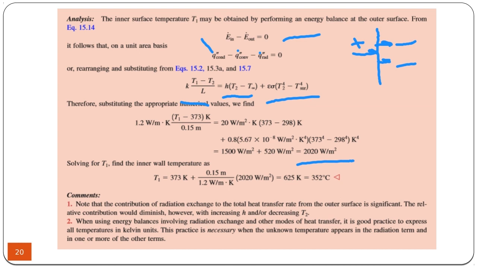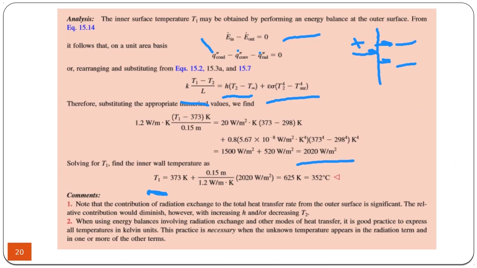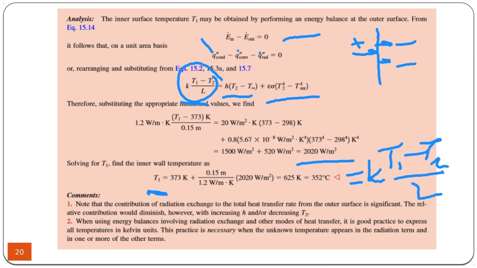you get a total heat leaving the surface to be 2020 watts per square meter. So from here, you can also calculate the inner surface temperature, because this total amount is equal to conduction. Because this is equal to T1 minus T2 divided by L, you can calculate the inner surface of the wall, and the inner surface temperature is found to be 352.